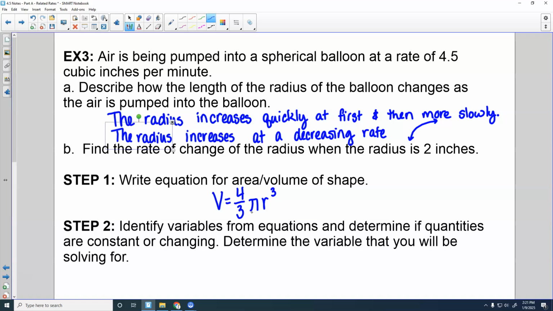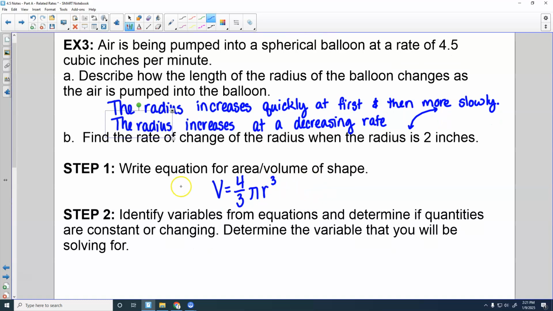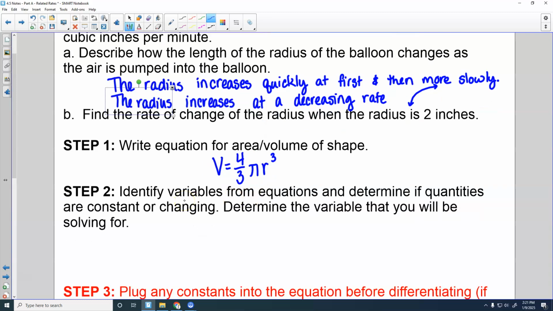Either in that front cover or back cover, it's got them there, or you can Google them for that. So this is the volume of a sphere. We must identify variables that are changing, constant, and what we're solving for. So in this case, when we're blowing up the balloon, is the volume changing? Yes. Is the radius changing? Yes. So for changing, we've got volume and radius.